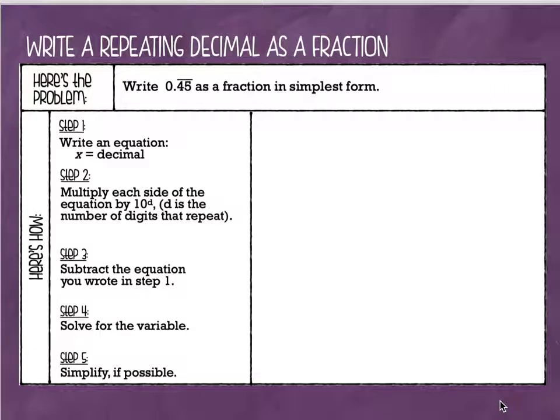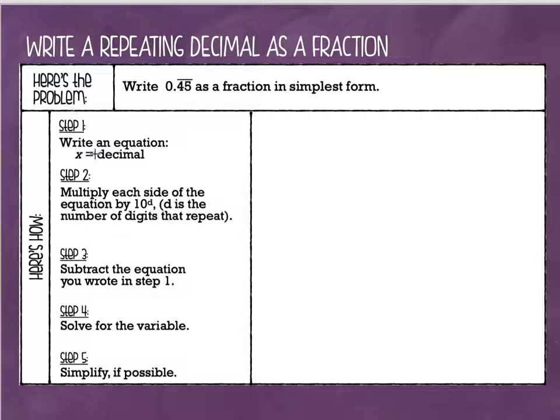Okay, so here's the problem. We are going to write 0.45 repeating as a fraction in simplest form. Now, the steps are listed on the side, and it's going to seem a little bit strange when we start doing it, but I promise you it's going to be very easy.